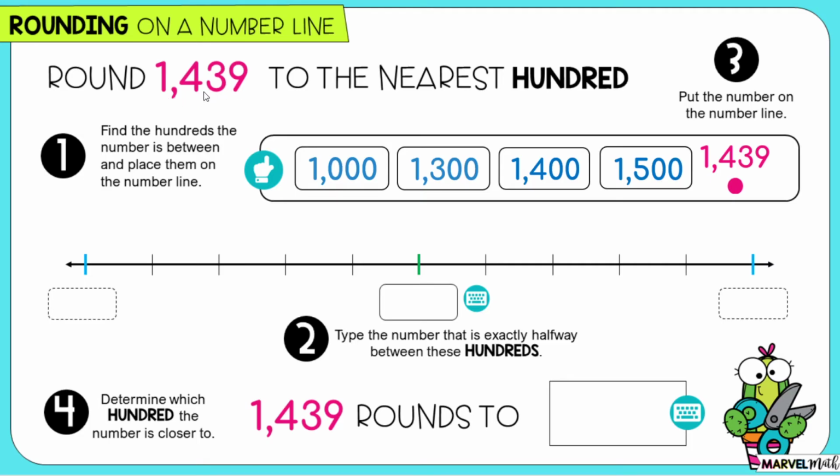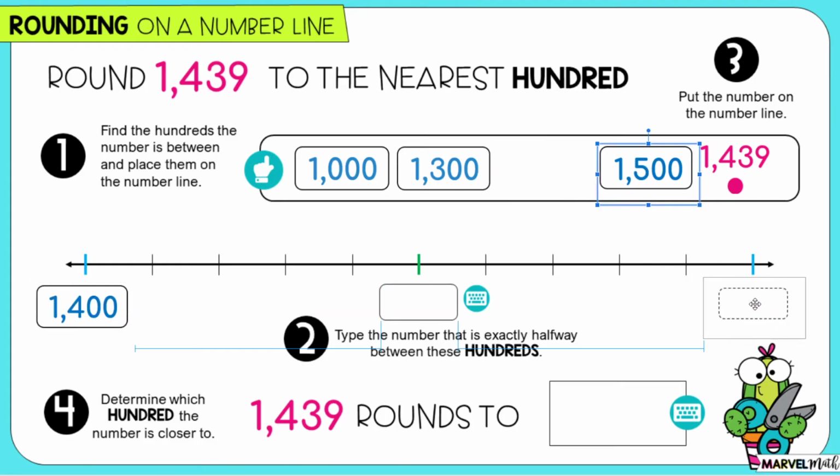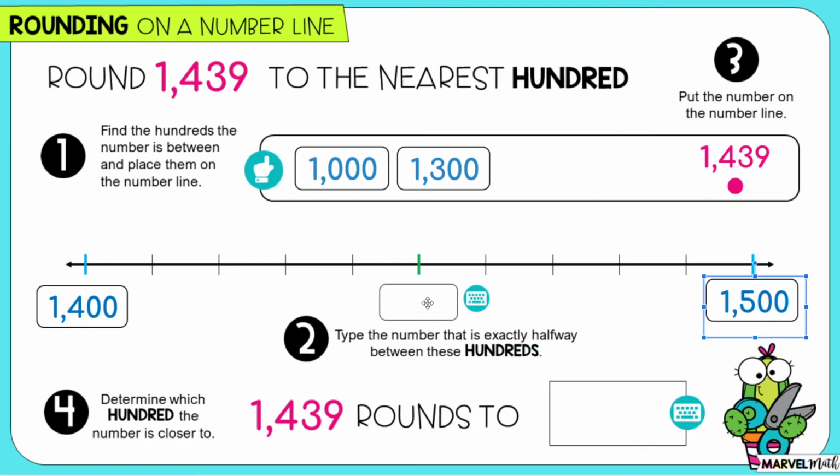So we're looking at 1,439. Now I need to figure out which one of these hundreds 1,439 would be between. So if I have a 4 in the hundreds place, then the first one will be 1,400. And then what would come after that? 1,500. So what number is exactly halfway between those two? I know I'm going to have a 1 in the thousands place, 400, and then I'll have 50. So halfway between is 1,450.